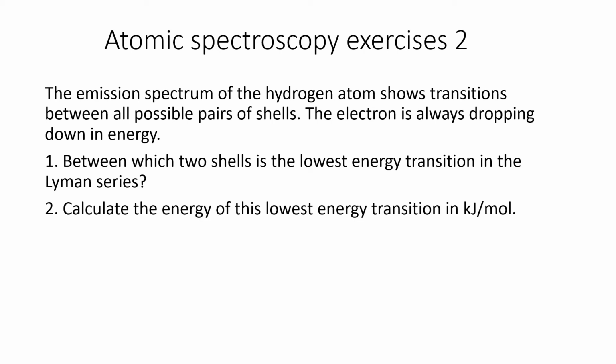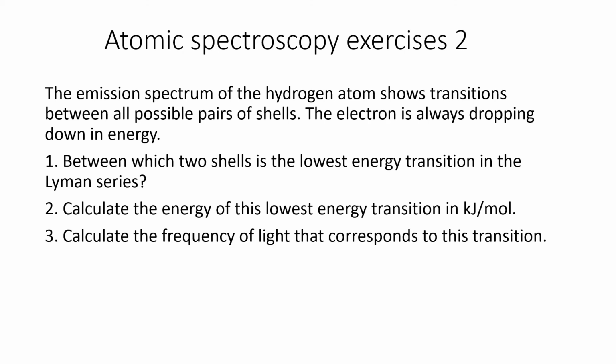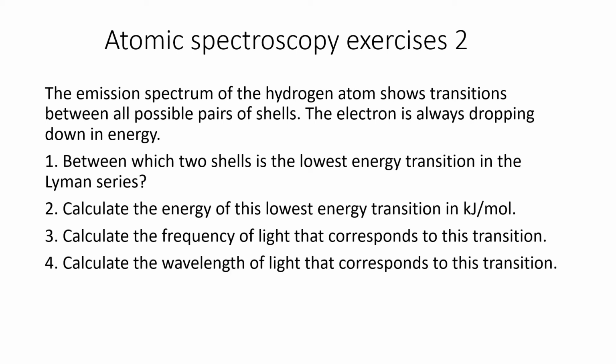Then we're calculating the energy of this transition in kilojoules per mole. It's a bit like the previous question we did. It's going to be the difference between two energies. So it's that energy as a function of n equation. Now the frequency of light corresponding to that transition. So again, converting from energy to frequency. Remember the equation that does that. Same as before, now looking at the wavelength of light this corresponds to. So we're using the equation that connects frequency and wavelength.